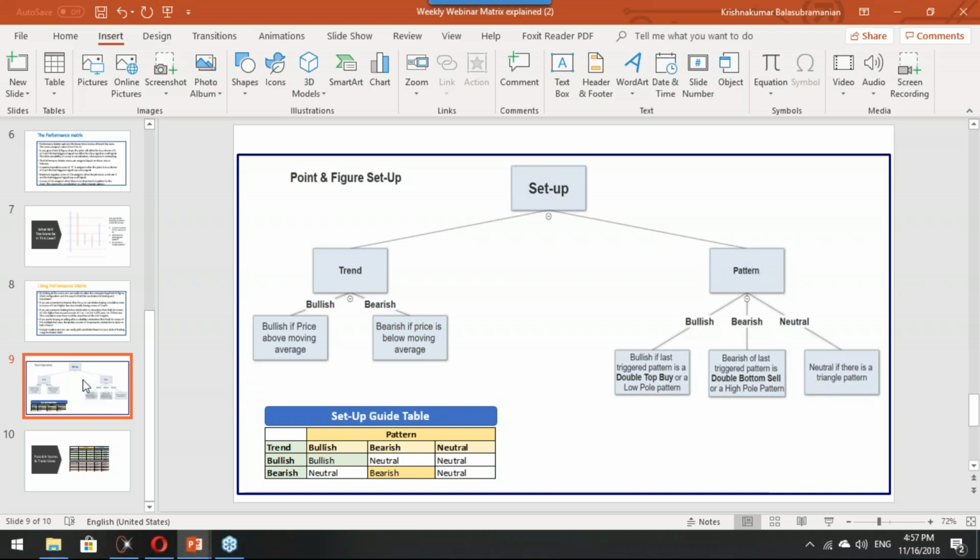A trend will be bullish if the price is above the moving average, and trend will be bearish if the price is below the moving average. That's it. Trend is very simple. And pattern, we have three different options. The pattern can be bullish, the pattern can be bearish, or the pattern can be neutral. So a bullish pattern will be a double top buy or a low pole pattern.